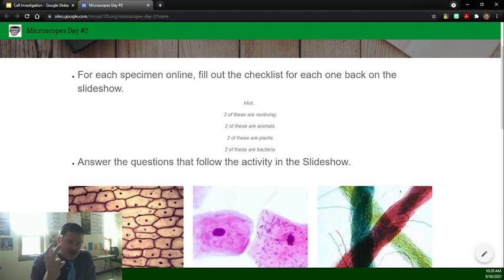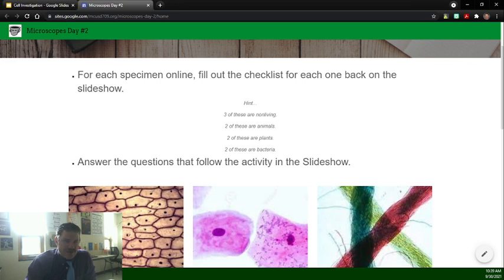2 of these are going to be animal cells, which means they're going to be round and they have a nucleus in the middle of them. 2 of them are going to be plant cells, which means they're more squarish in shape and will have a nucleus inside of them. And then 2 of these are bacteria, which means that they're going to be more roundish in shape because, remember, round is kind of animal and bacteria, whereas square are more plants and fungi.